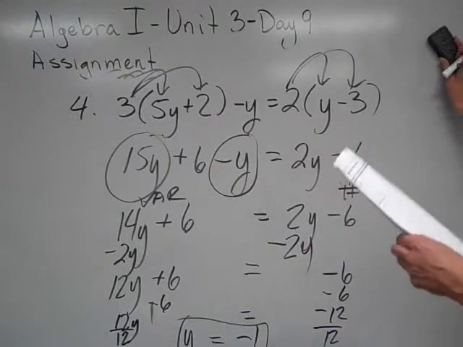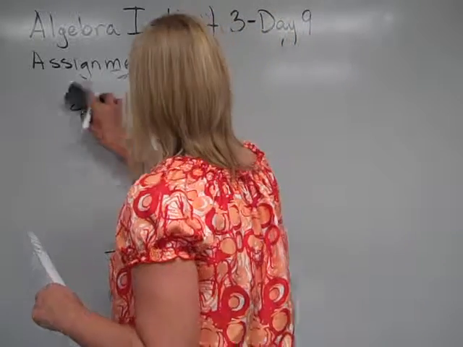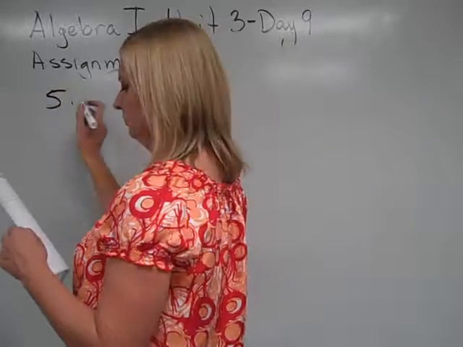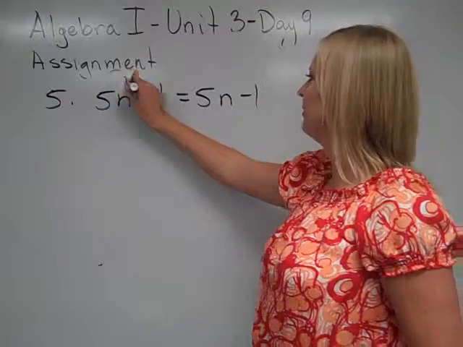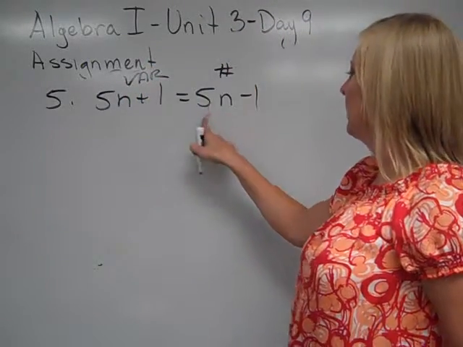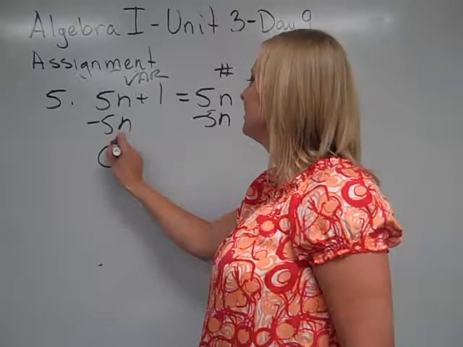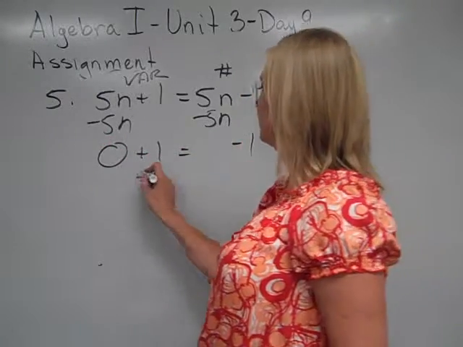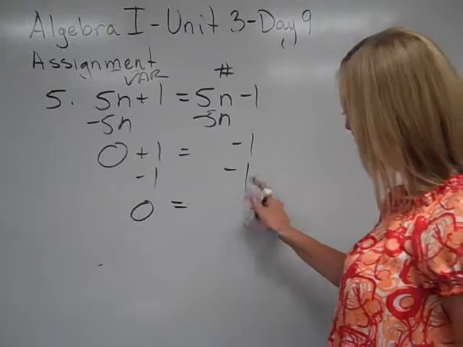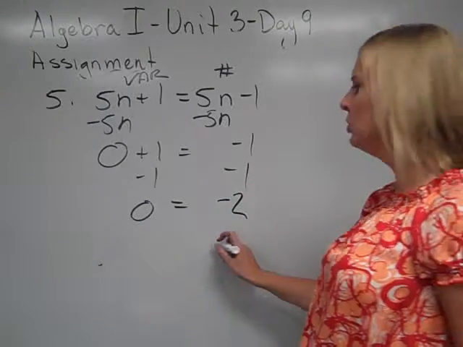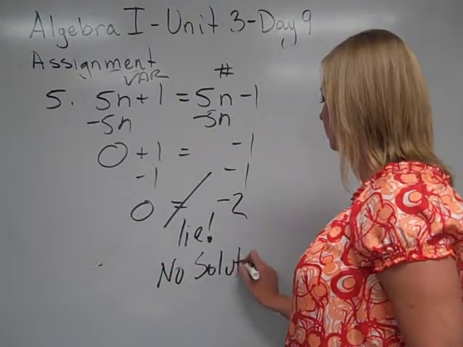Number 5. 5n plus 1 equals 5n minus 1. Let's get all of our variables here and all of our numbers here. The opposite of plus 5n is minus 5n. I have 5n and I take 5n away, that leaves me 0. Let's subtract 1 from both sides. 1 minus 1 is 0. -1 and -1 is -2. Is it true that 0 equals -2? No, it's a lie. That means we have no solution.